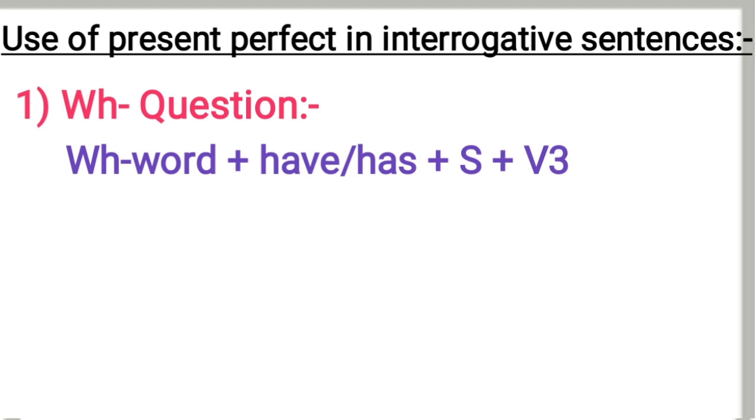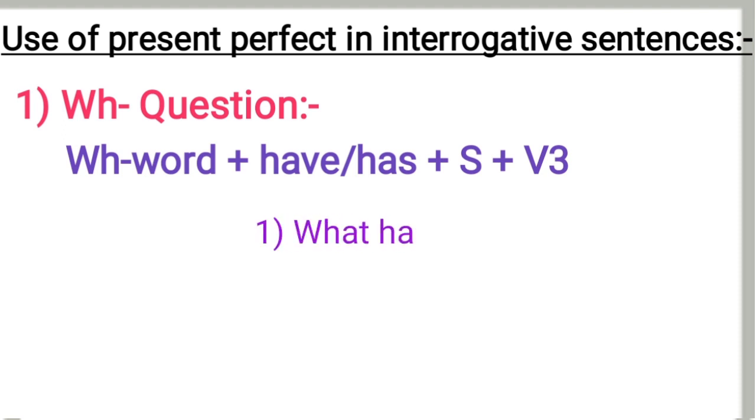We have to use the following structure to make questions in present perfect. The structure is WH word plus have/has plus subject plus verb third form. After verb third form, the remaining part will be there in the question and then finally the question will end with question mark. And I think you all know very well how to use have or has. I repeat once again, whether to use have or has will depend completely on the subject that you use in the question.